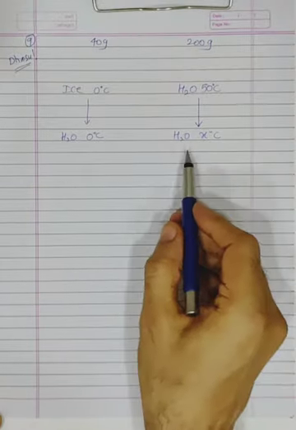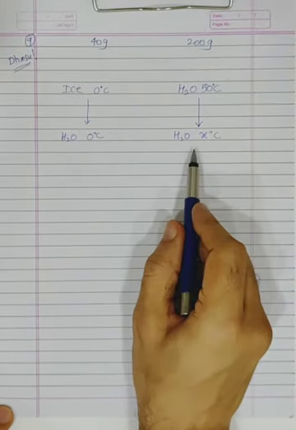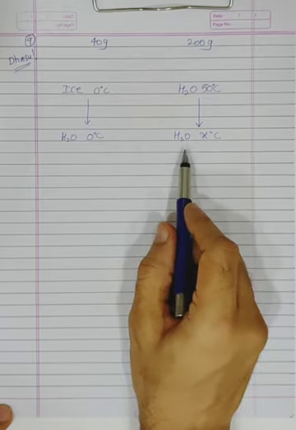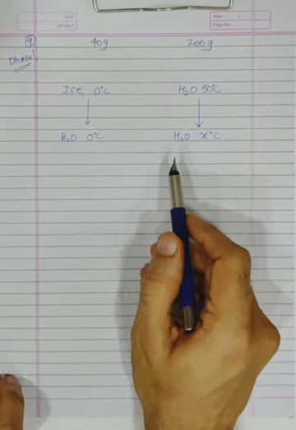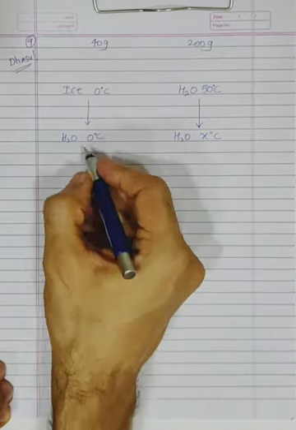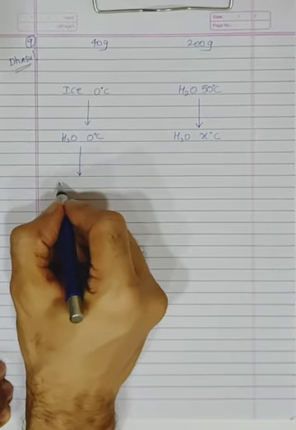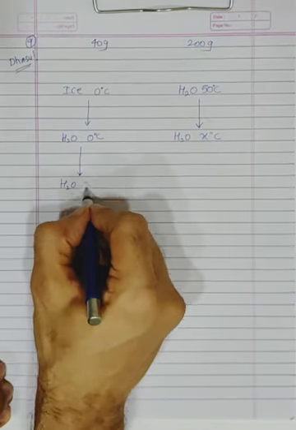Okay guys, this is the flowchart most of the students make, which is a wrong flowchart. Remember, you cannot have a mixture with two different temperatures. The final temperature of the mixture has to remain the same. So what you have to do is that water at 0 will also raise its temperature to water at X degree centigrade.